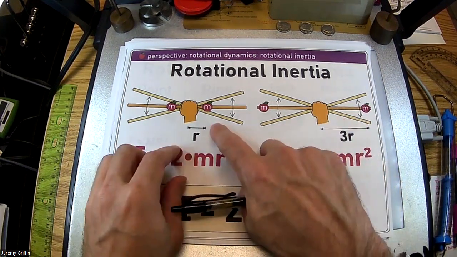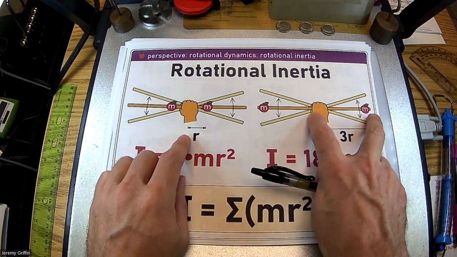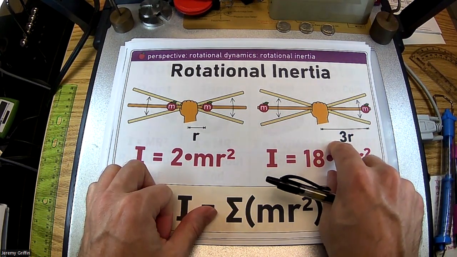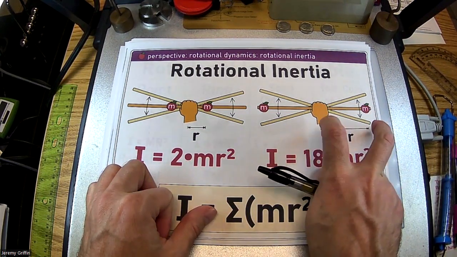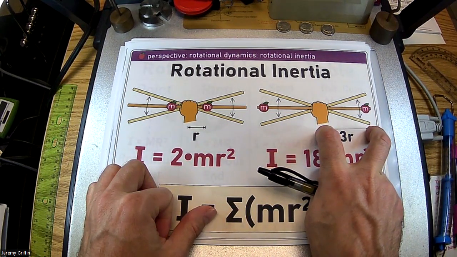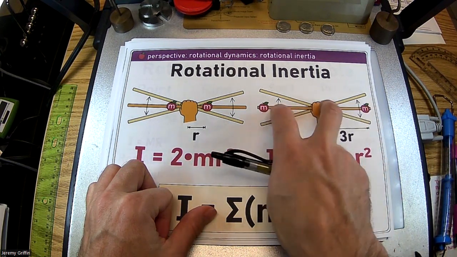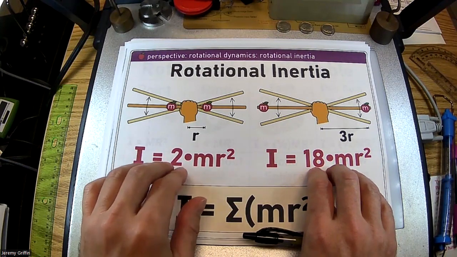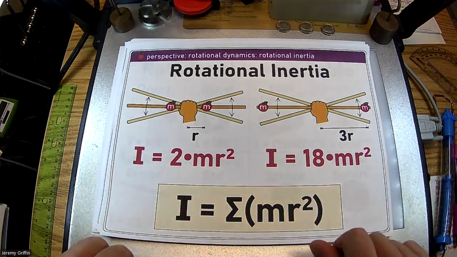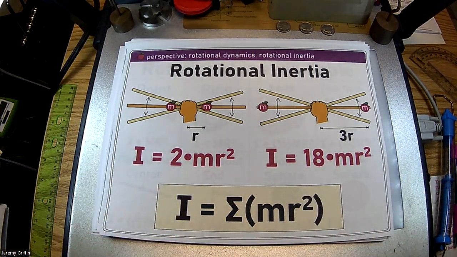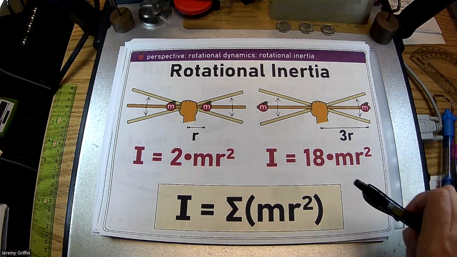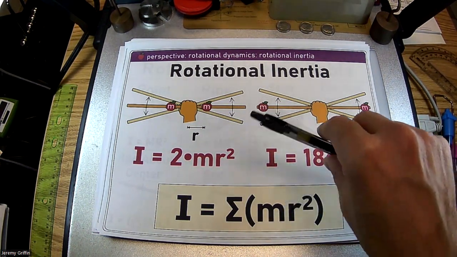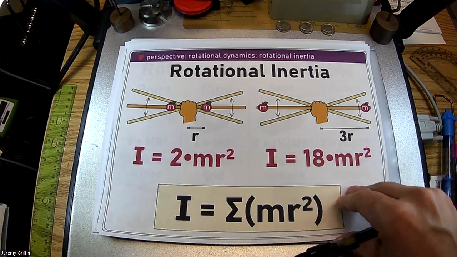On the right side, if you scale it up by a factor of 3, 3 times the distance, that factor 3 gets squared. So now m times (3r) squared, that's 9mr squared, and then times 2 because there's 2 masses. That's 18mr squared. You see the one on the right is 9 times the inertia of the one on the left. So 9 times the rotational inertia. Harder to speed up spinning, but also once it's in motion, harder to slow it down.